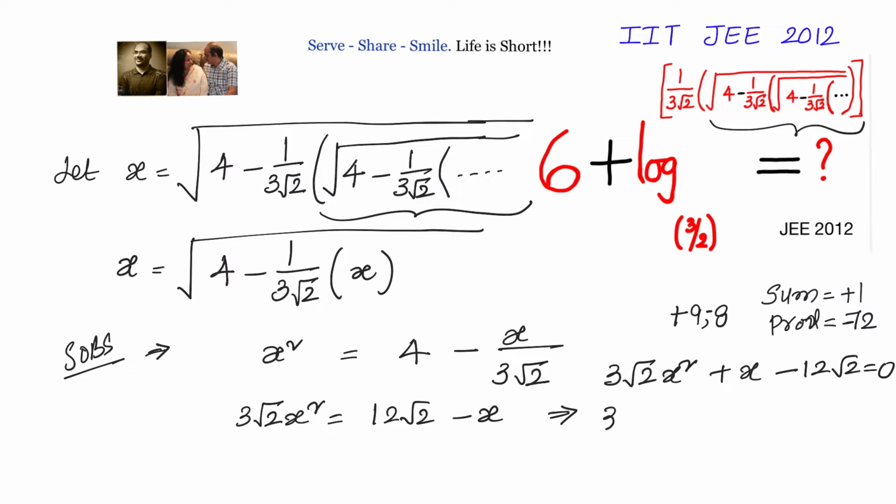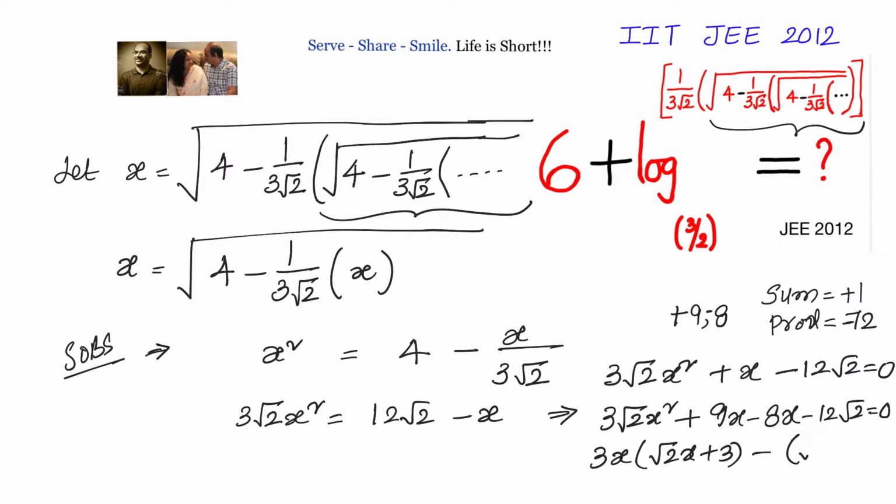So let's come down here. We'll write down 3 root 2 x square plus 9x minus 8x minus 12 root 2 equals 0. Now we can take 3x common. We'll have root 2 x plus 3, minus 4 root 2 into root 2 x plus 3 equals 0, which will give us the factors as 3x minus 4 root 2 into root 2 x plus 3 equals 0.